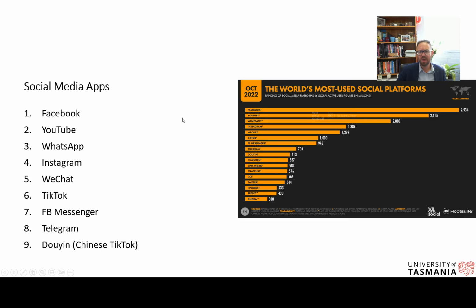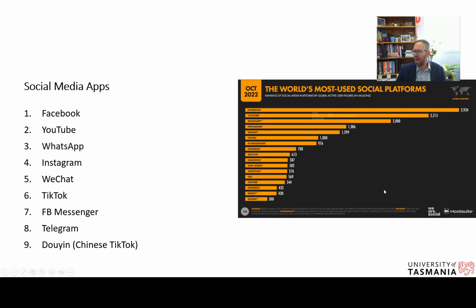All right, so in practice, these are the applications that we talk about when we say social media. We have one thing having a definition, but what does that mean in practice? Facebook's a social media, YouTube, WhatsApp, Instagram, WeChat, TikTok, Facebook Messenger. Facebook's one social media application, and Facebook Messenger is another one. They are separate. Telegram and Douyin, which is the Chinese version of TikTok, the original TikTok.